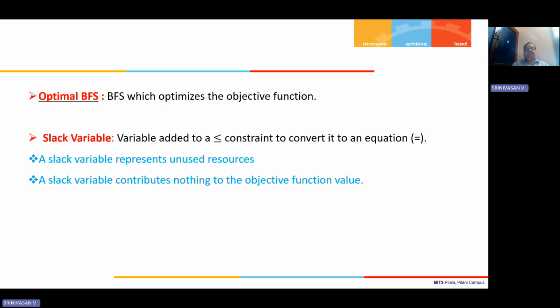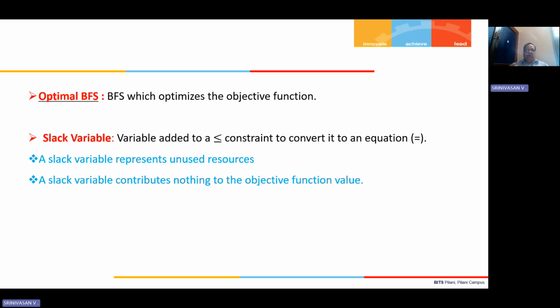Slack variable. A variable added to a less than or equal to constraint to convert it to an equation is called a slack variable. So slack means something is lagging, isn't it? There is some slackness. There is some dullness. There is something needed, isn't it?